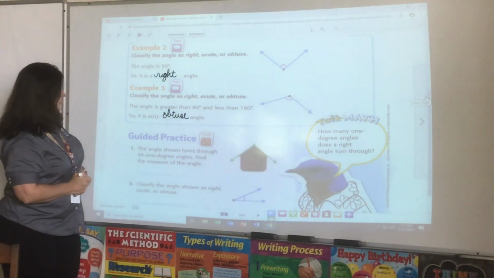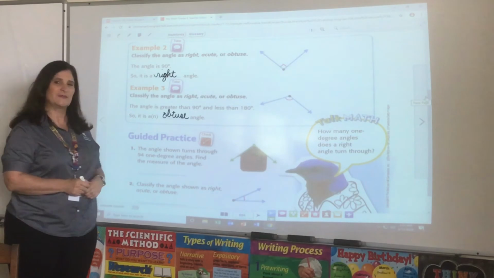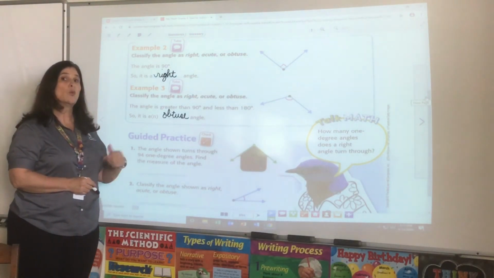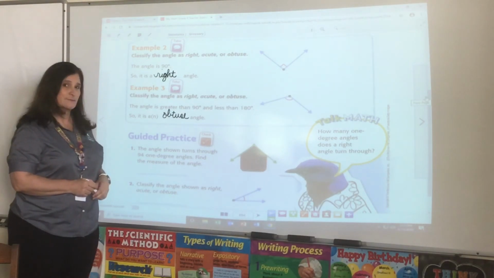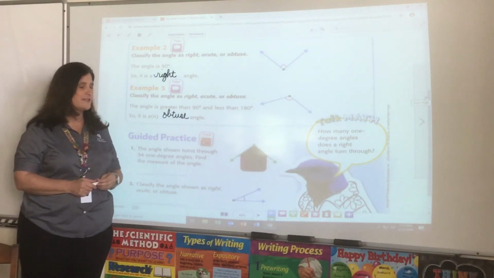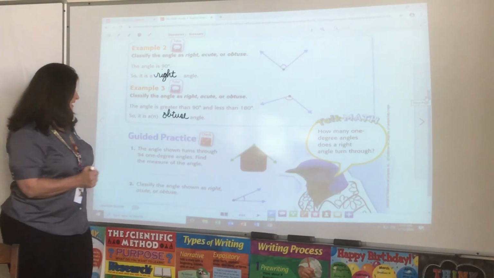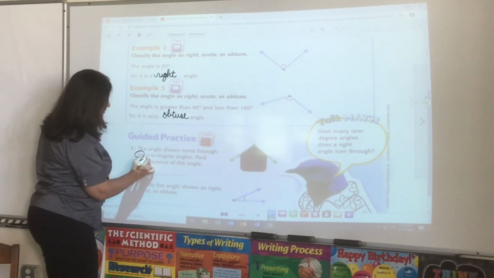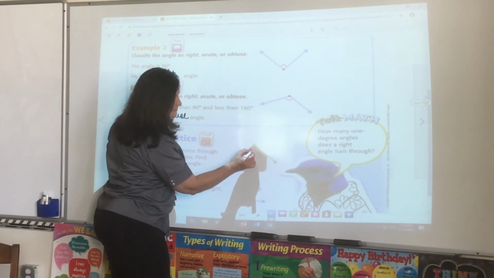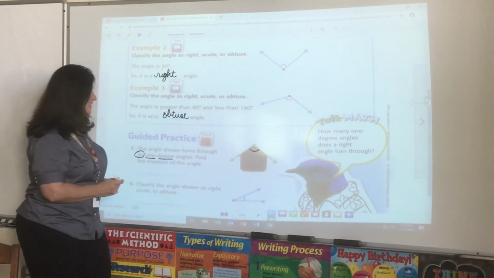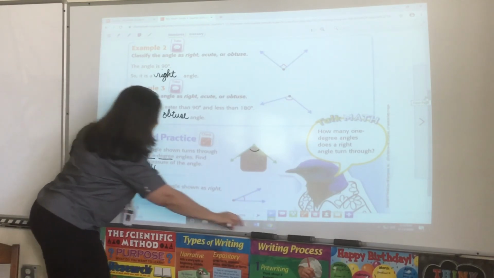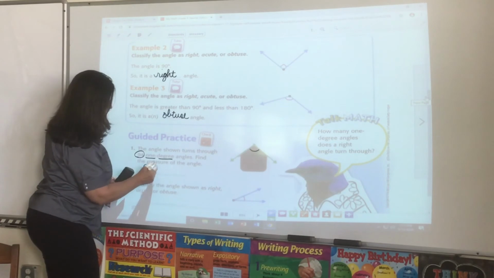Okay, so let's go to the guided practice here. The angle shown turns through 94 1-degree angles. Find the measure of the angle. You're not going to need a protractor for this because it's already telling you it's turning 94 1-degree angles. So the separation from here to here. Okay, so what is that? It would be 94 degrees.